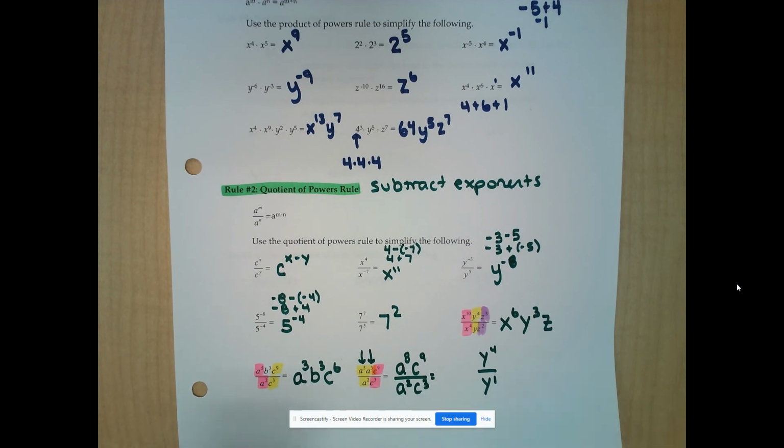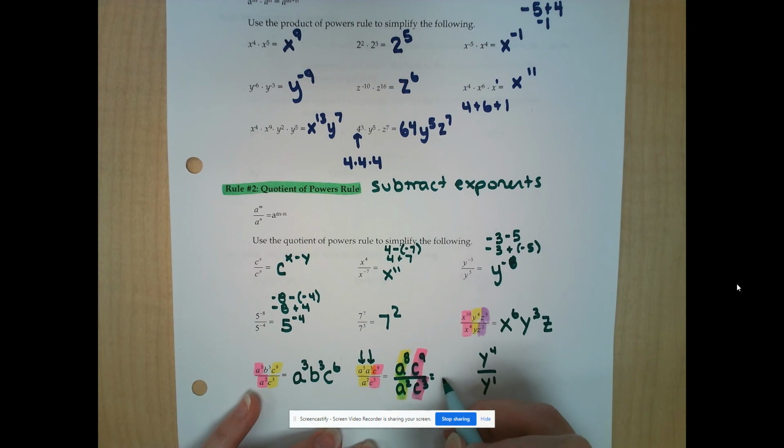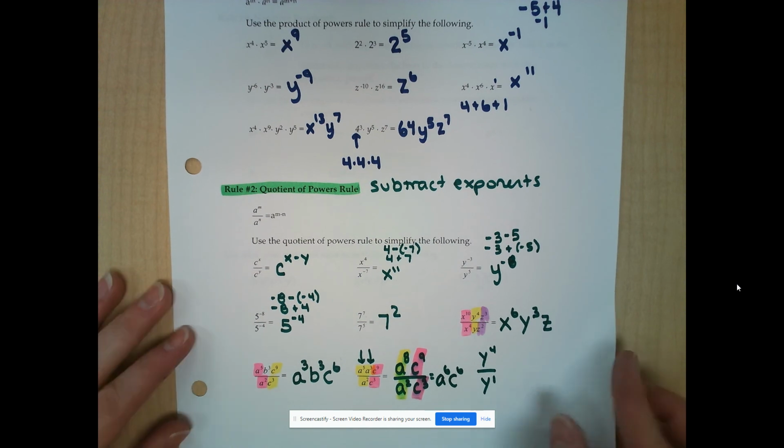And then I would look and say, can I simplify a to the 8th over a to the 2nd? Can I simplify c to the 9th over c to the 3rd? Sure. 8 take away 2 gives me a to the 6th. 9 take away 3 gives me c to the 6th. So it's not terribly difficult. We do have to remember our adding and subtracting integers rules.